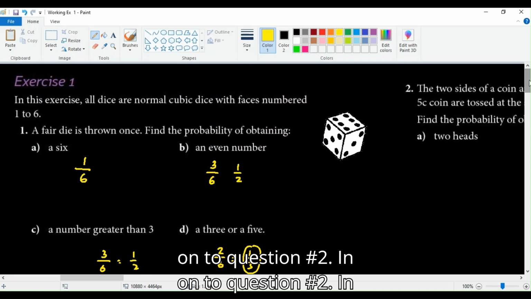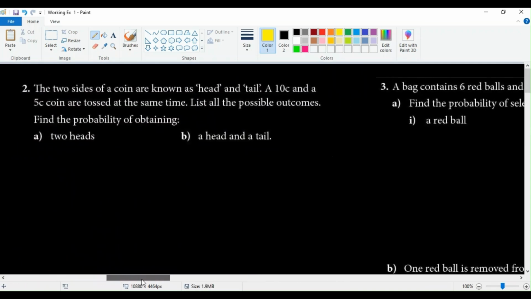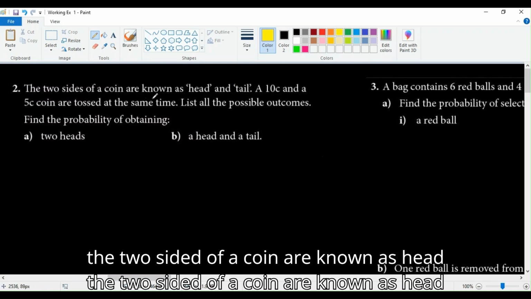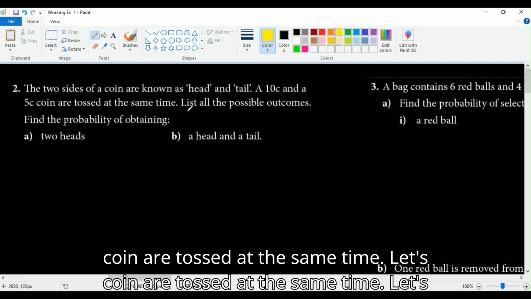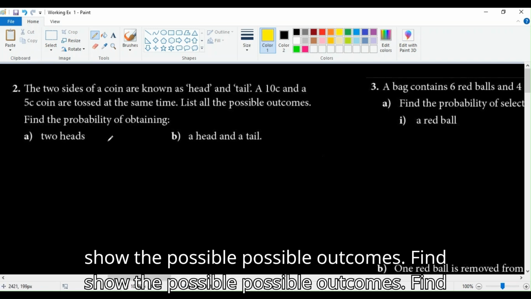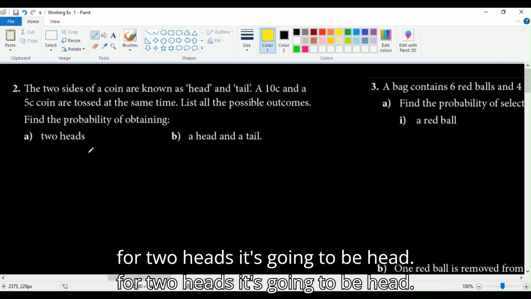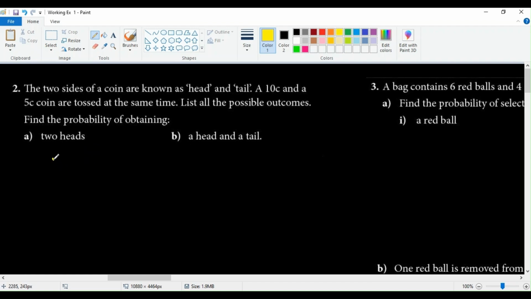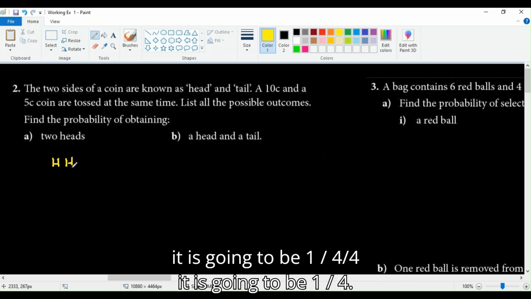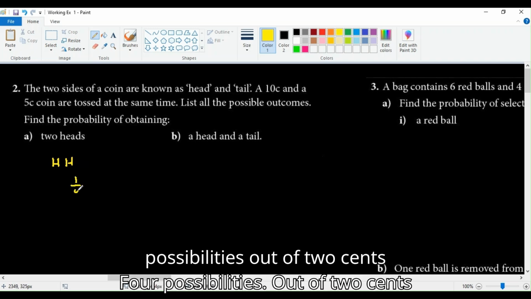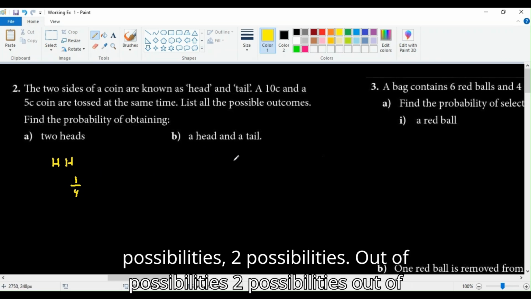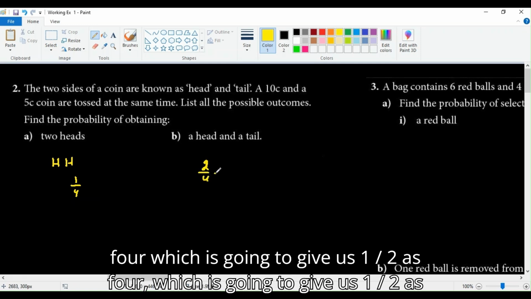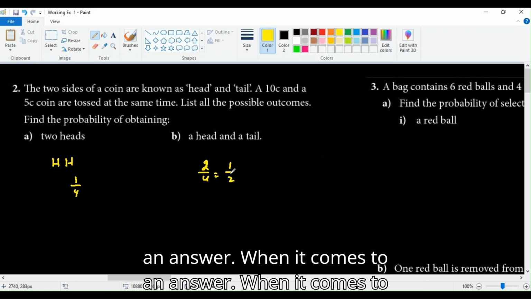Moving on to question number 2. It says the two sides of a coin are known as head and tail. A 10 cents and a 5 cents coin are tossed at the same time. List all the possible outcomes. Find the probability of obtaining 2 heads. For 2 heads, it's going to be head, head. It's going to be something like this. So it is going to be 1 over 4, 4 possibilities in total. In here, a head and a tail: 2 possibilities out of 4, which is going to give us 1 over 2 as an answer.